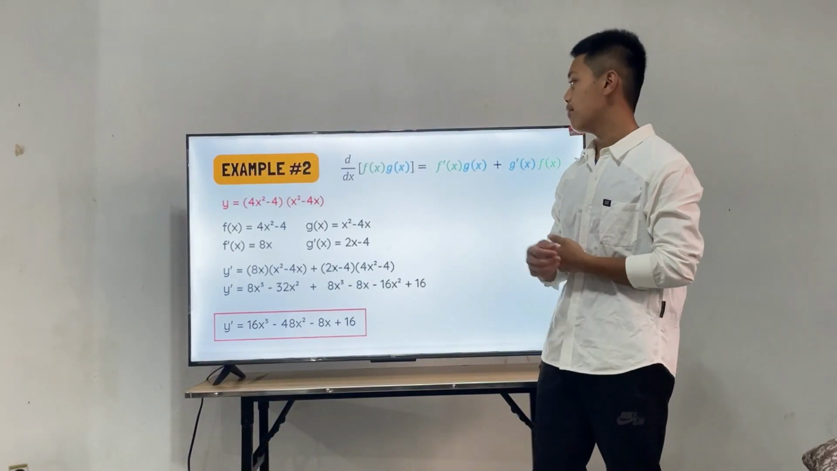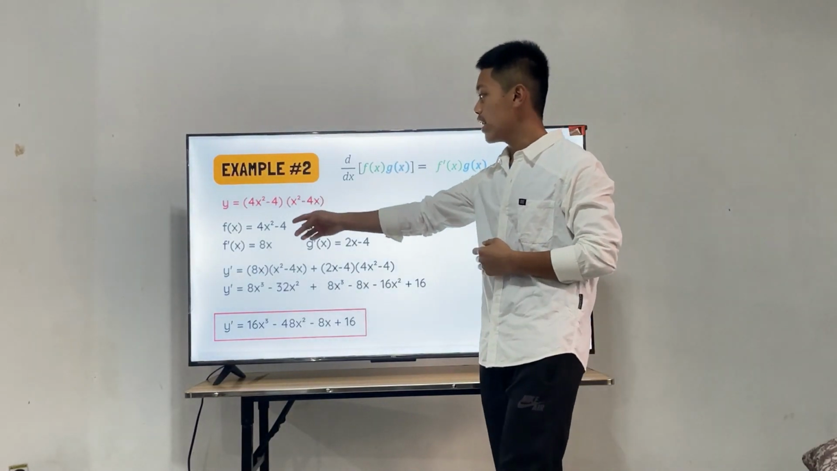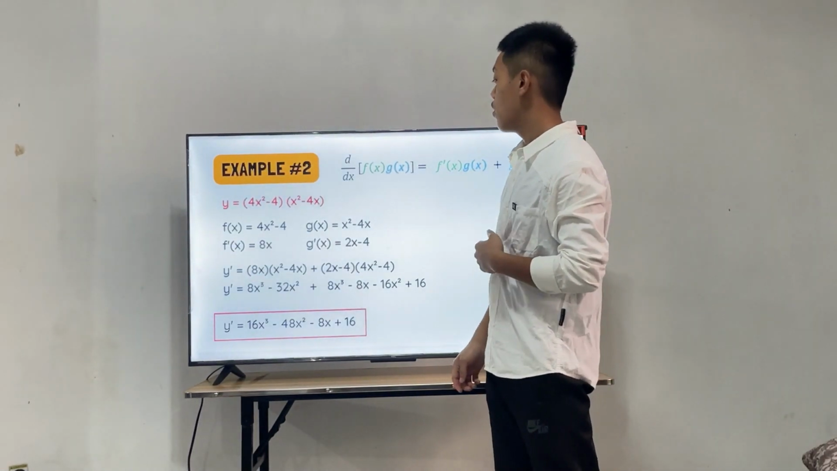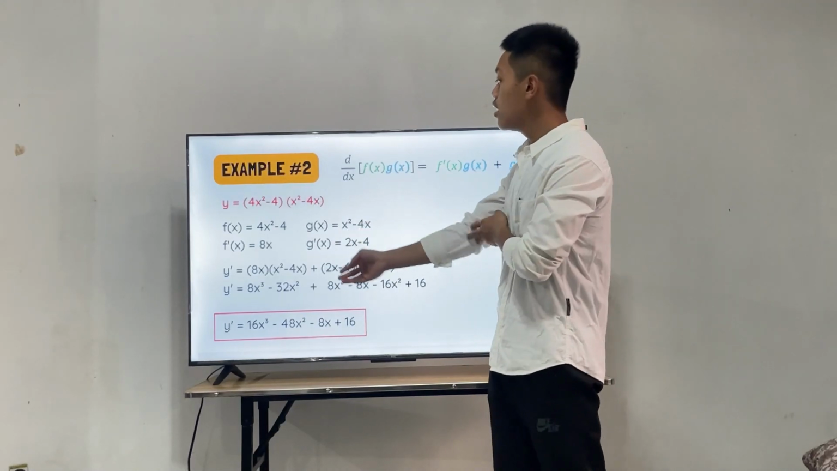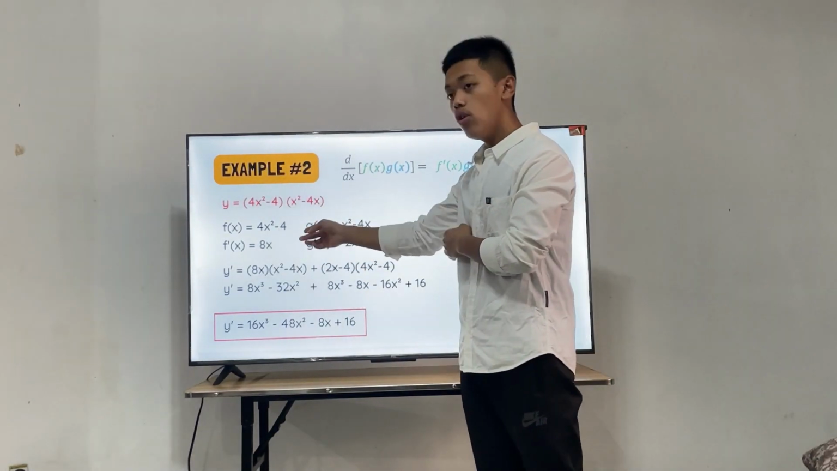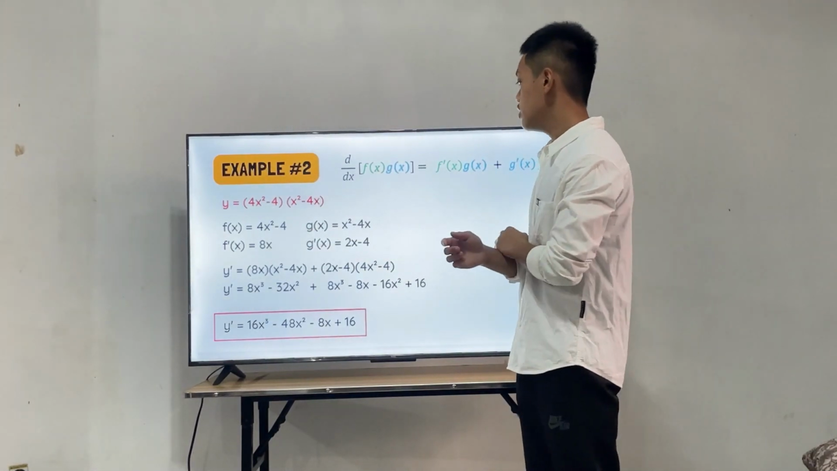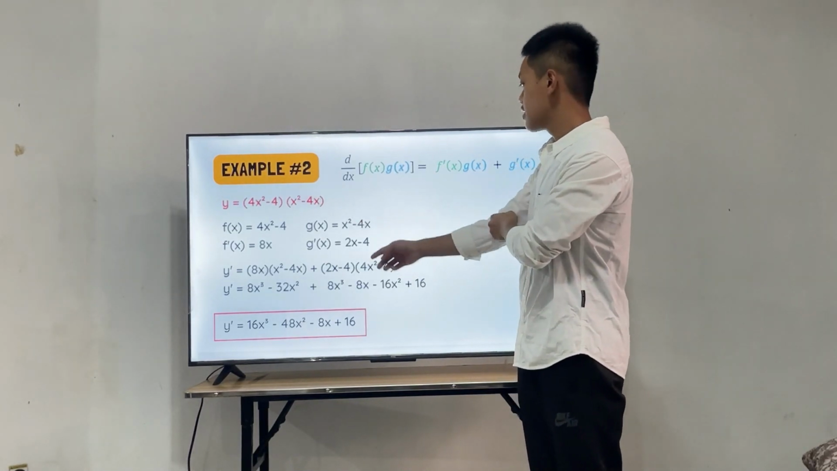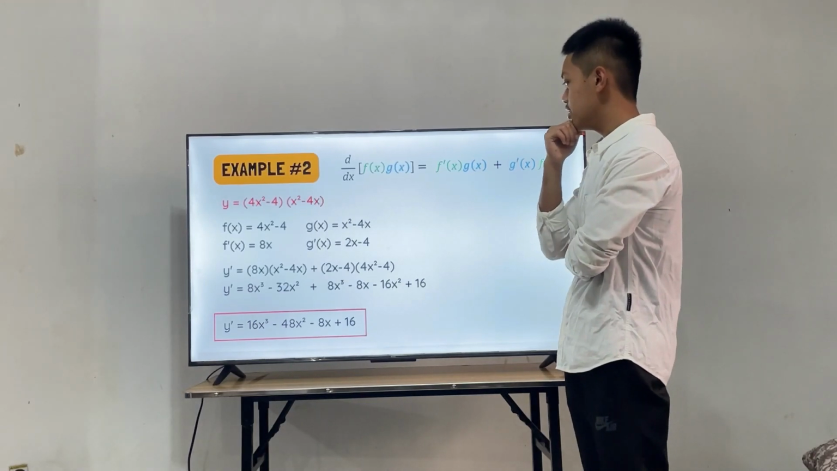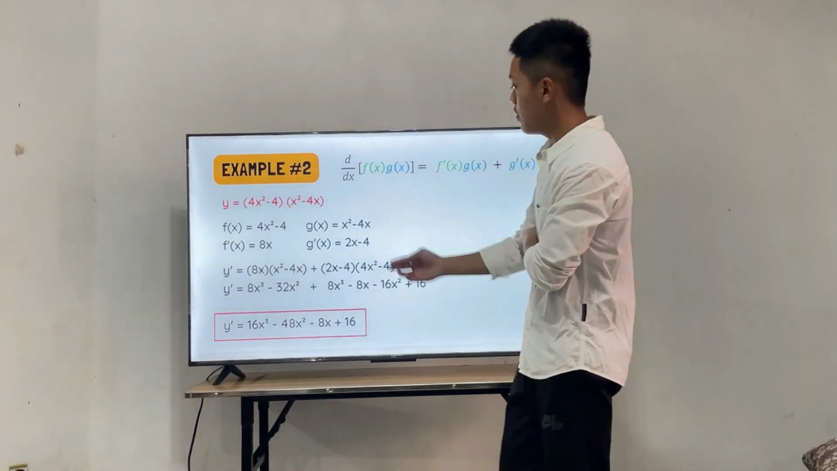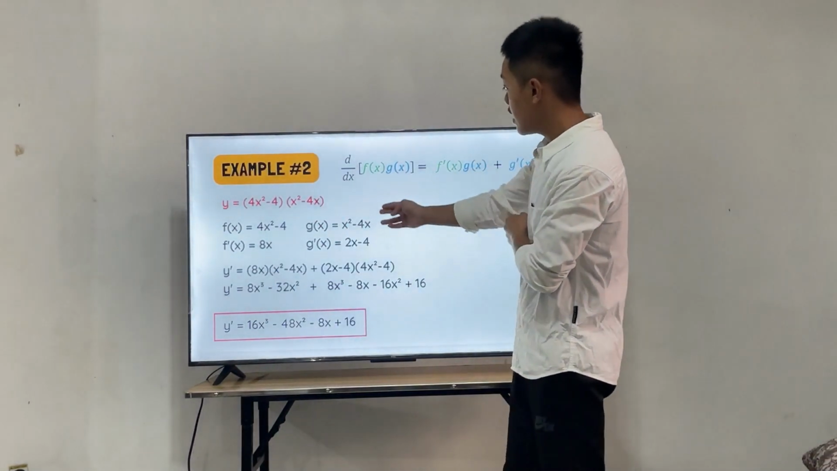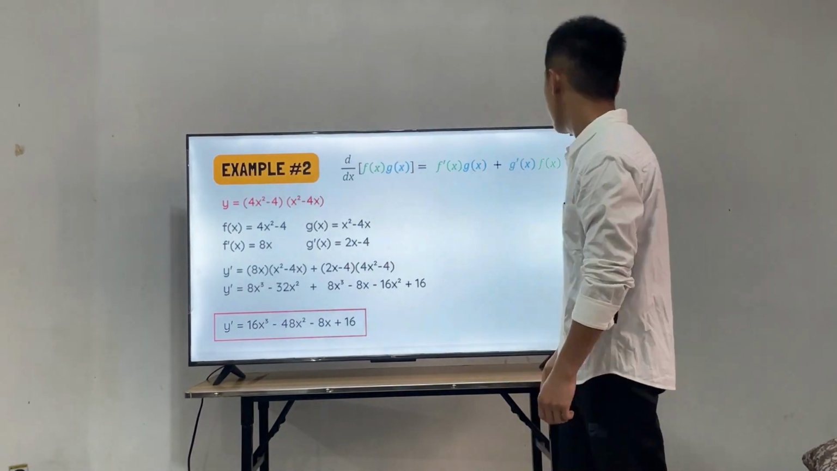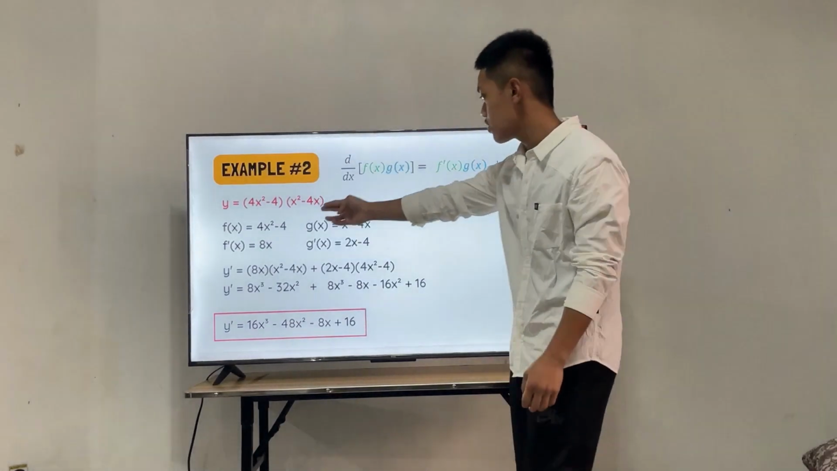Now, we have our example number 2. Our function is y equals 4x squared minus 4, times x squared minus 4x. Get its derivatives. The derivative of 4x squared minus 4 would be 8x, because 2 times 4 is equal to 8, and the 4 becomes 0. Next is g prime of x, 2x minus 4, because we bring down the 2 and cancel the x. Following our formula, we shall arrange this function. F prime of x, which is 8x, we put it there, times g of x, x squared minus 4x, plus g prime of x, which is 2x minus 4, followed by f of x, which is 4x squared minus 4.